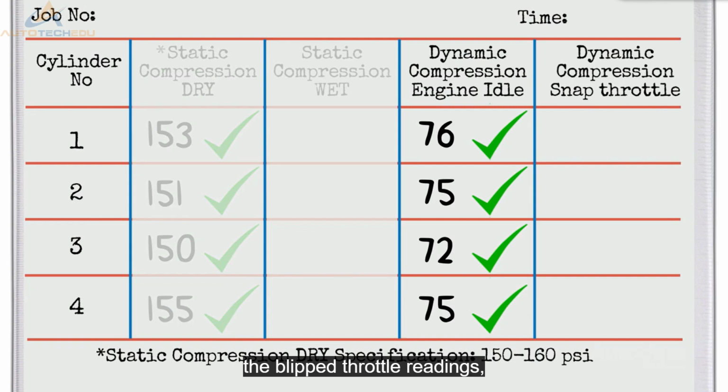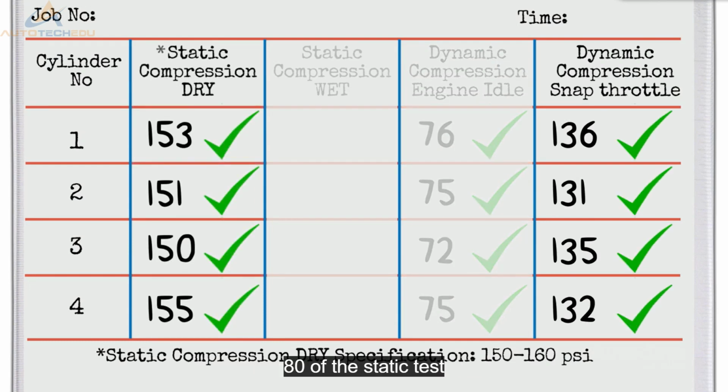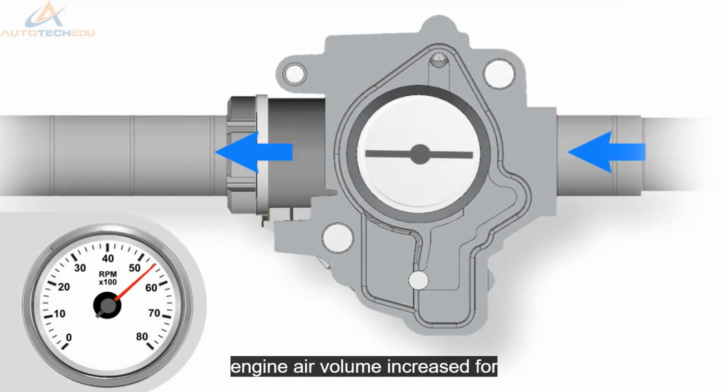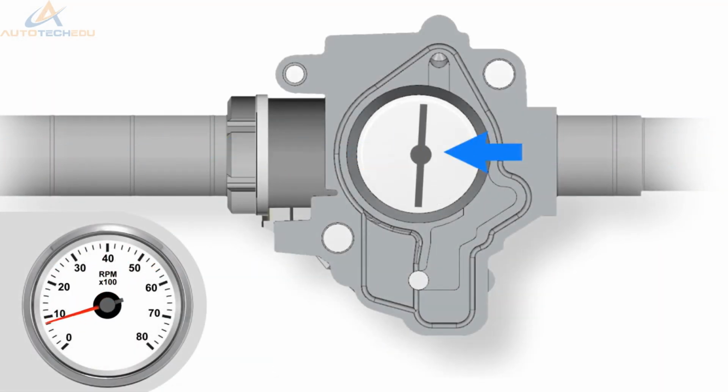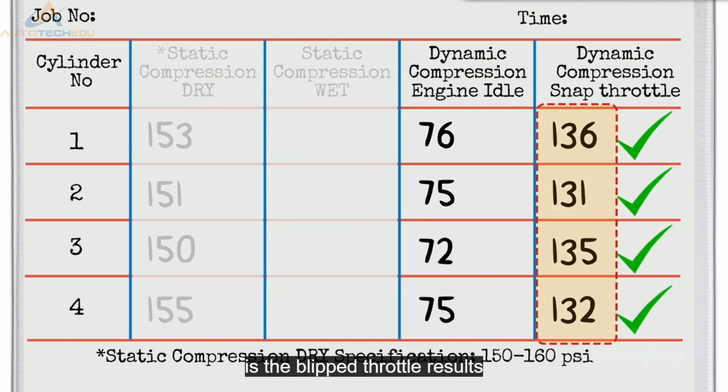When interpreting the blipped throttle readings, we should see an increase over the running results. These results should be about 80% of the static test. This is because the engine air volume increased for a short period of time. Although the dynamic compression test is very time-consuming, the increased RPM during the test may reveal problems that a static test cannot. The main area to look at here is the blipped throttle results.